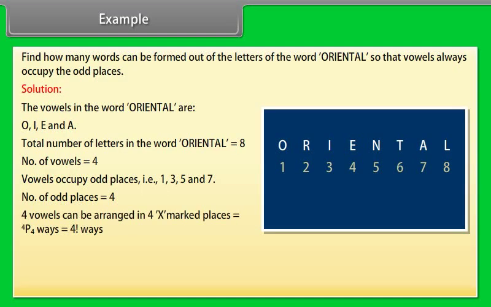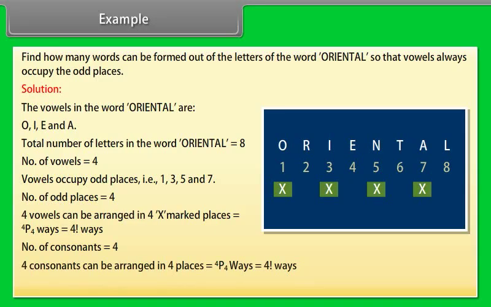4 vowels can be arranged in 4 X-marked places is equal to 4P4 ways is equal to 4 factorial ways. Number of consonants is equal to 4. 4 consonants can be arranged in 4 places is equal to 4P4 ways is equal to 4 factorial ways. Required number of words is equal to 4 factorial into 4 factorial is equal to 24 into 24 is equal to 576.